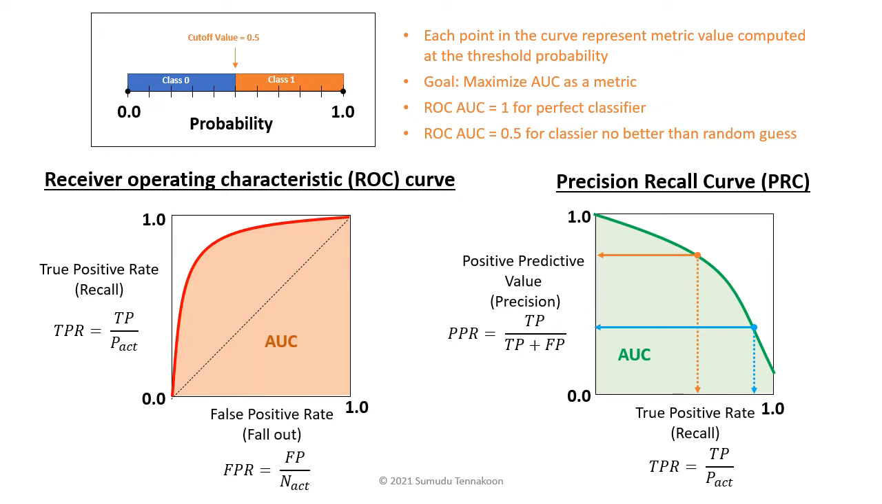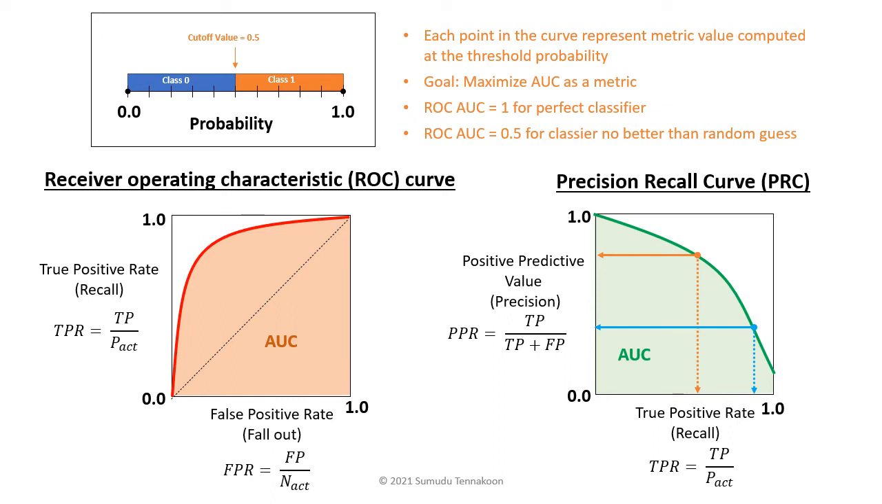If your red curve falls on the diagonal of this plot, it indicates your model is behaving no better than a random guess. Someone is just giving you a random guess of the result, randomly saying whether this is a positive or negative. So that will not be a good model.